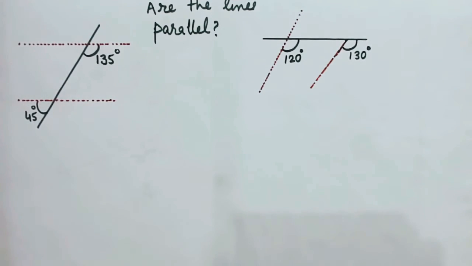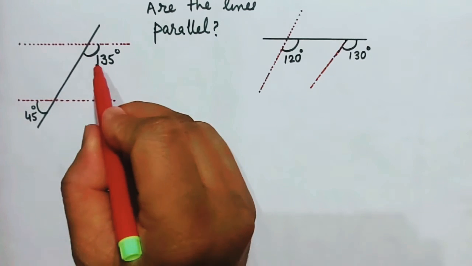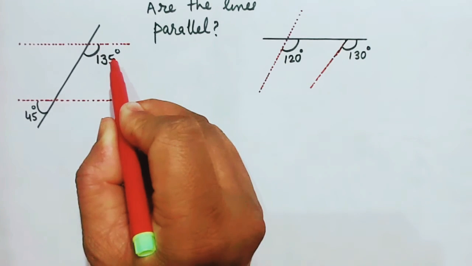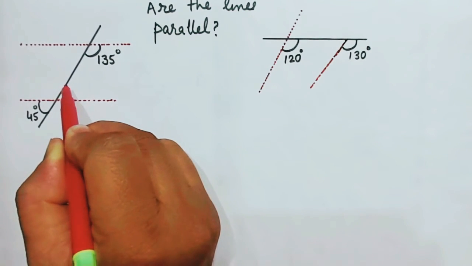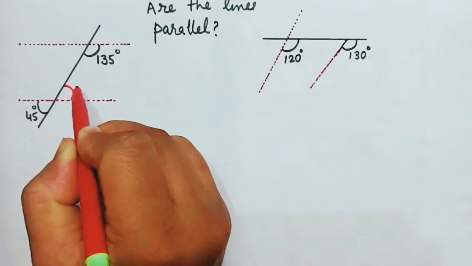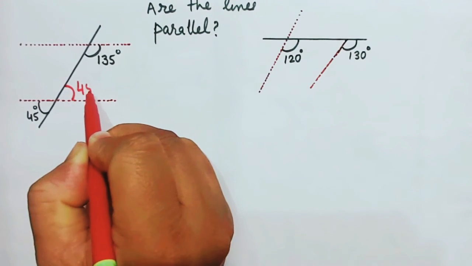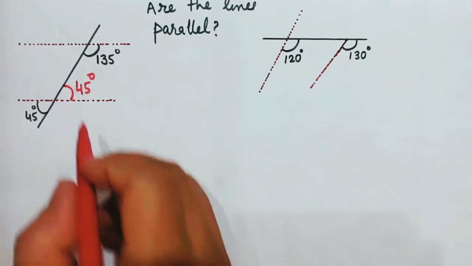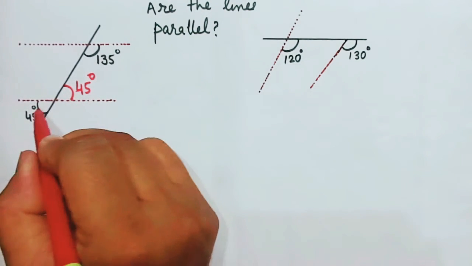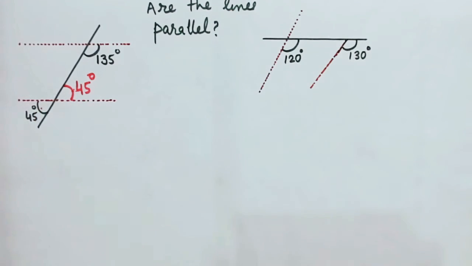Are the lines parallel? Here I find that this is 135 degrees, but this angle is not given. Though this angle is not given, we can mention this as 45 degrees. Why? Because the vertically opposite angles are equal.